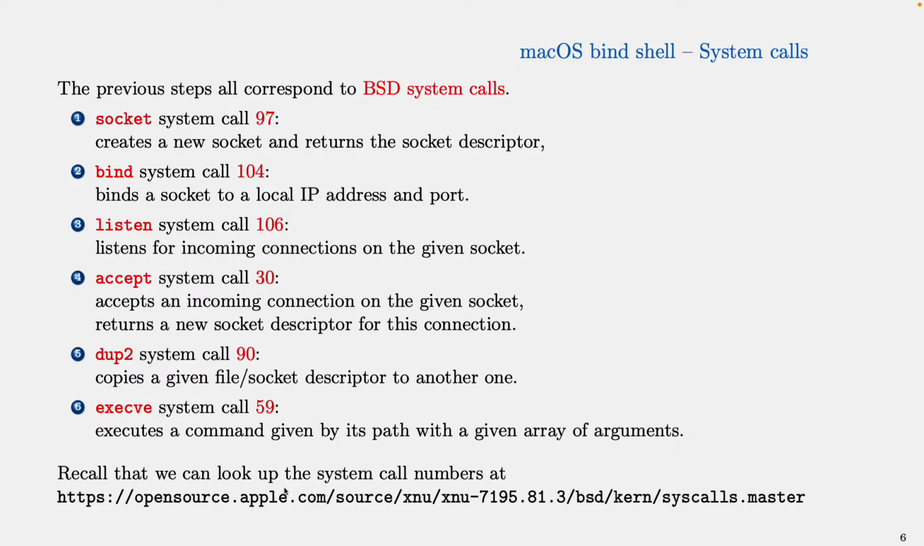And please recall from the first video in the series that we can look up system call numbers in the macOS source code online, and this is the address where you can find the list of all the BSD system calls that are available in macOS. And we will look into each of these 6 steps in detail next and implement them in assembly as we go along, so that after the last step we have our fully functional macOS bind shell.